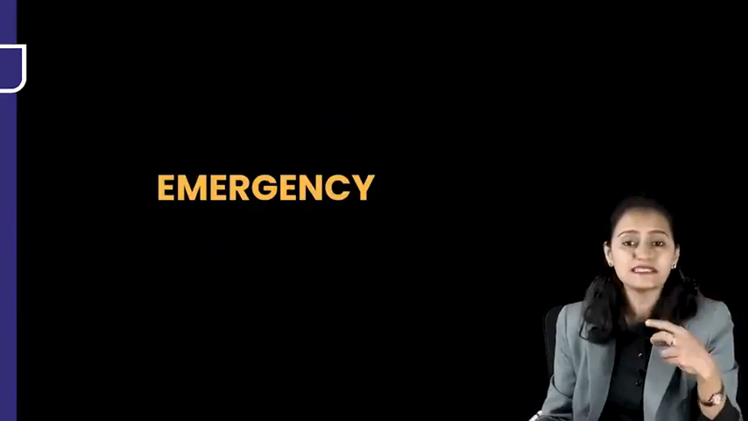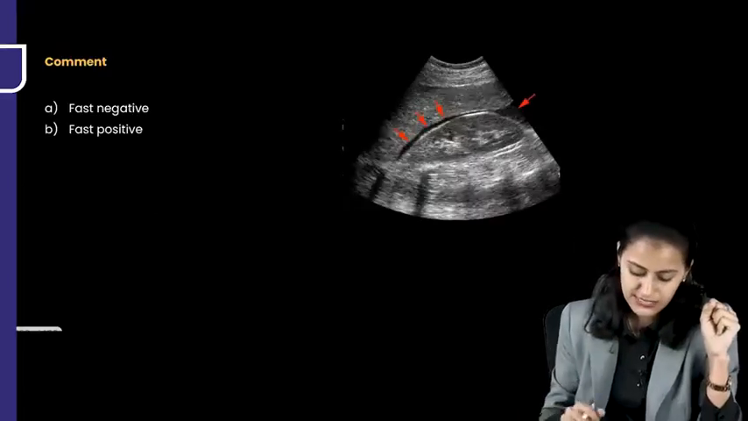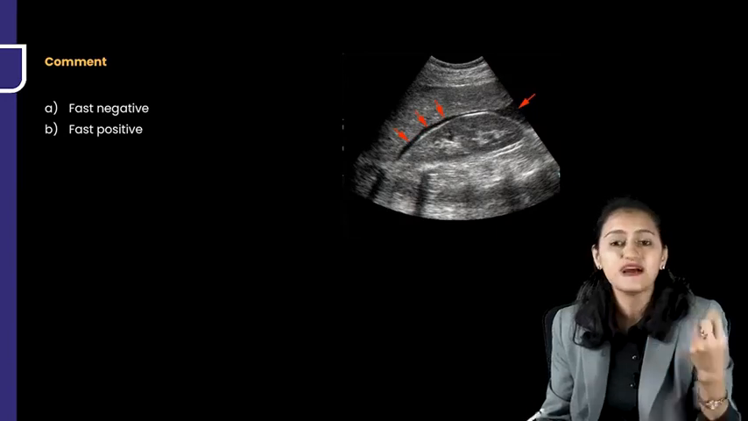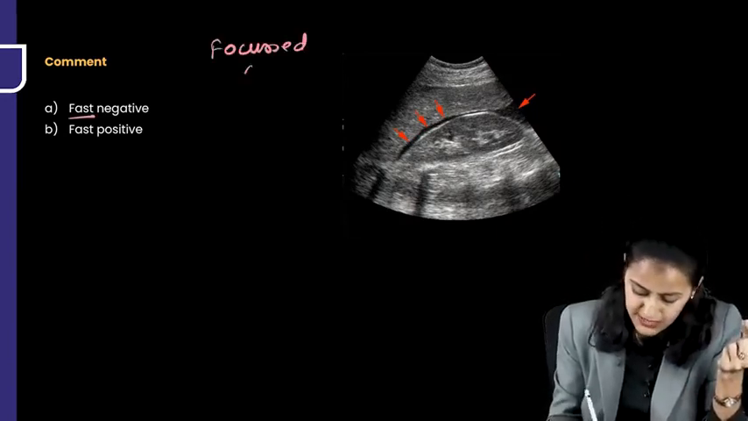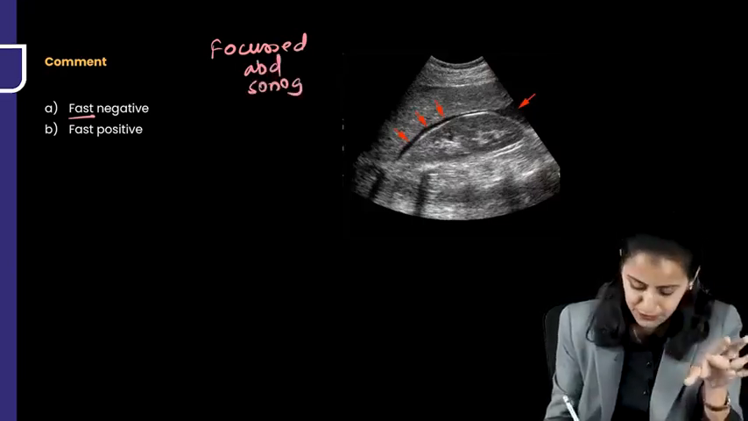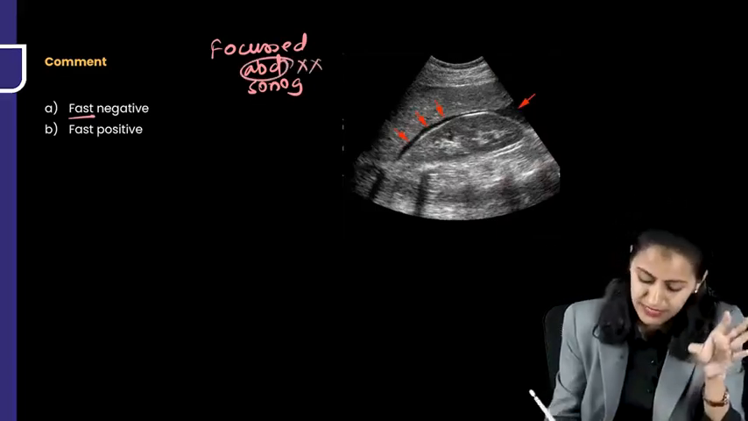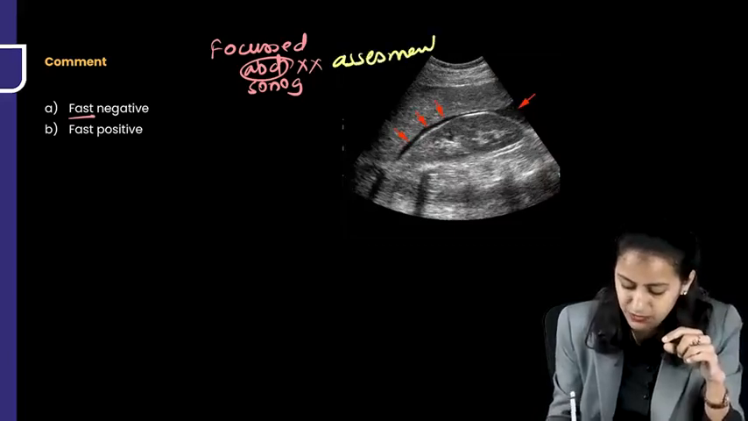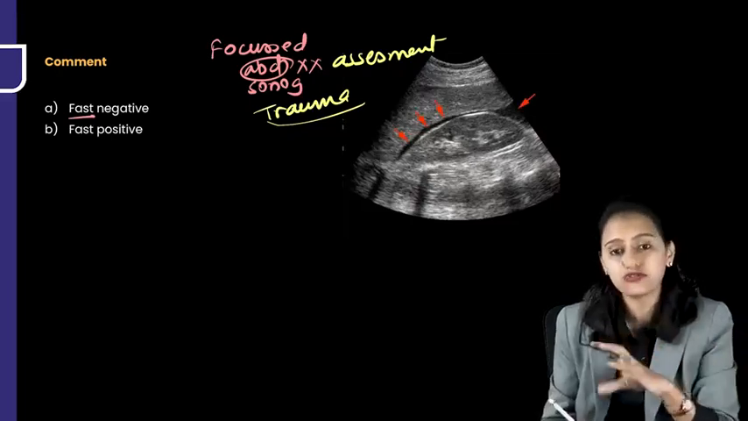So that was about musculoskeletal radiology. Now having a look at some images in emergency. First one, comment whether this is FAST negative or FAST positive. What is the full form of FAST? FAST is focused abdominal sonography in trauma. No, it is not the focused abdominal sonography. Remember, we tend to make a mistake here. It is focused assessment with sonography in trauma.